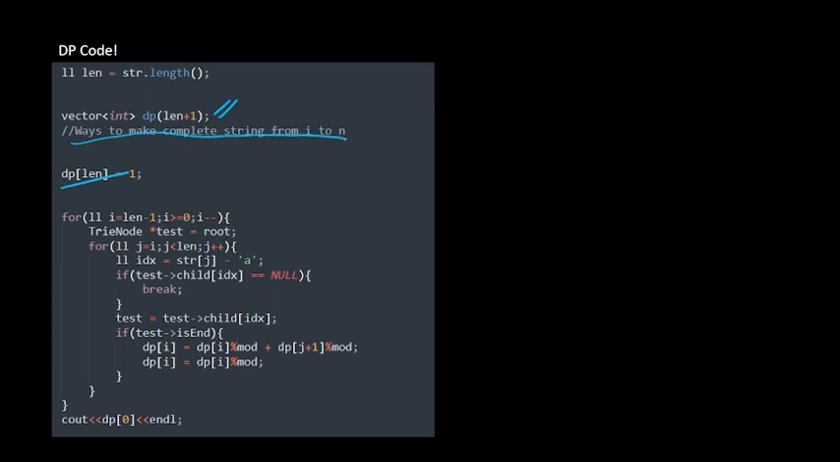Then again, as I told you, i is running from len minus 1 to i greater than or equal to 0. As you saw, ABABC, we were running a pointer this way. And for every i, I made a copy of test, and I started checking character by character. If at any point it fails, that means you have to simply break, because if that branch is not there, further branches you're sure won't be there, because it's null, so it won't have anything. You got me, right?